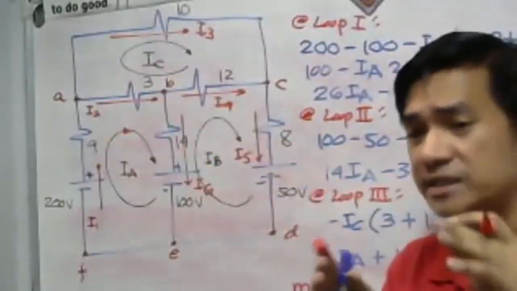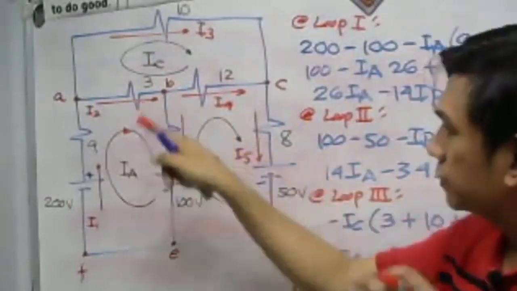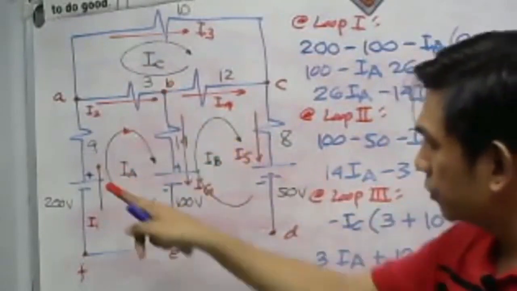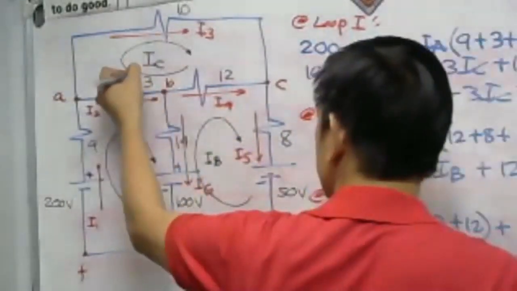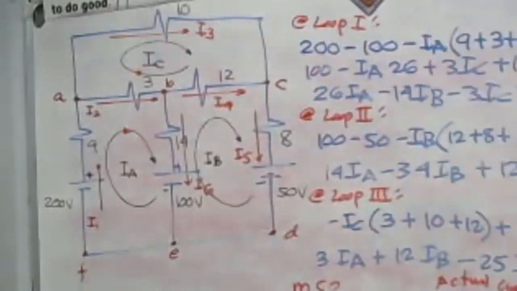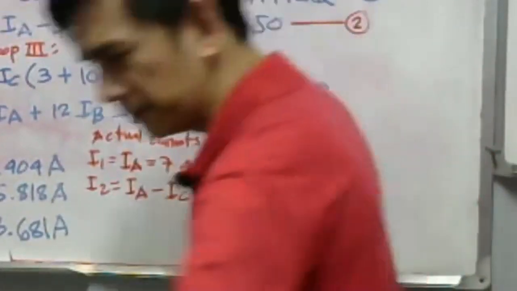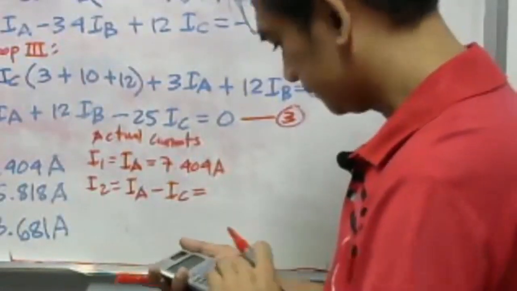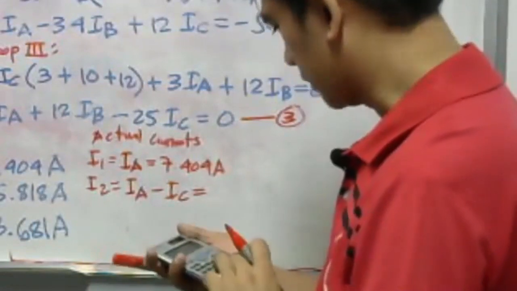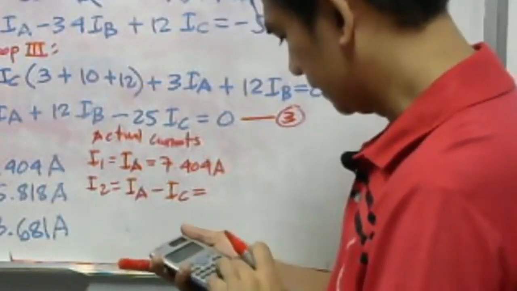If it is a common resistor, you should consider I2 to be equal to our IA minus, because our IC is going to the left. Make it minus. So, I2 is IA minus I sub C. So, what is the value then? What is our IA? 7.404. Then minus I sub C, which is 3.681.